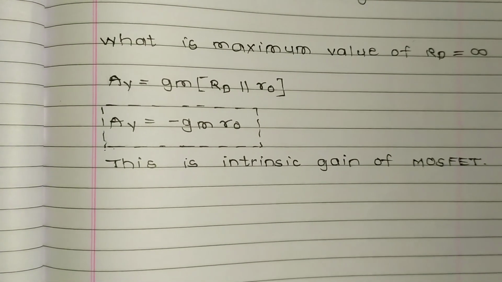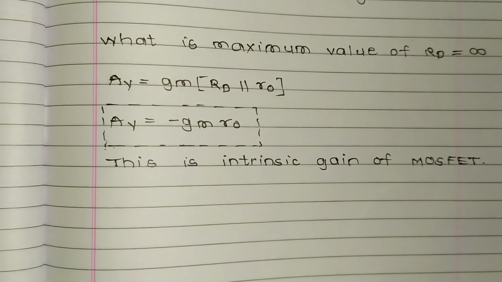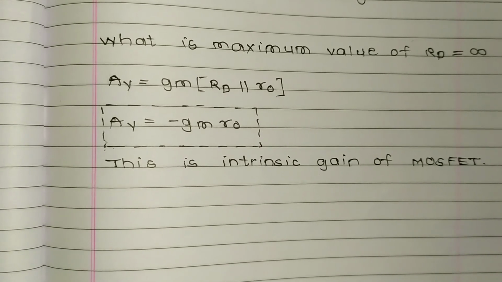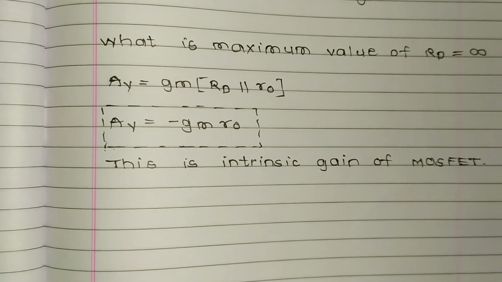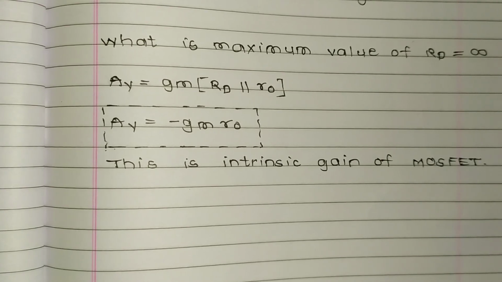Then what is the maximum value of RD? It is equal to infinity. AV is equal to GM in bracket capital RD parallel with small r0. So AV is equal to minus GM R0. This is the intrinsic gain of the MOSFET. So this is the final result, that is AV is equal to minus GM R0, that is internal resistance. So gain is equal to minus GM R0. This is the intrinsic gain of the MOSFET. And the maximum value of RD can be infinity.